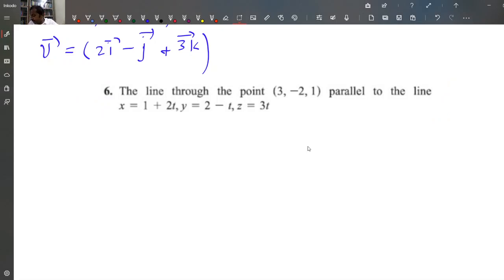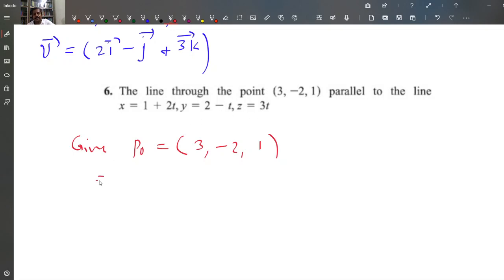the first line. So we can do this problem. It's like this. What are the given things? Given the line that we require must pass through P0, which is equal to (3, -2, 1). It must pass through the point (3, -2, 1), and it must be parallel to this line: x is equal to 1 plus 2t, y is equal to 2 minus t, z is equal to 3t.